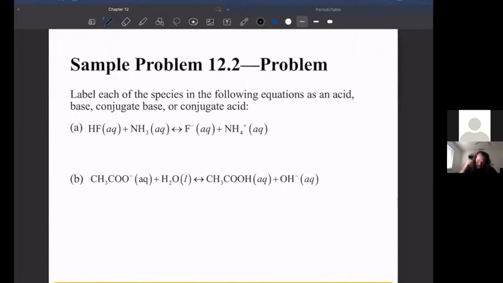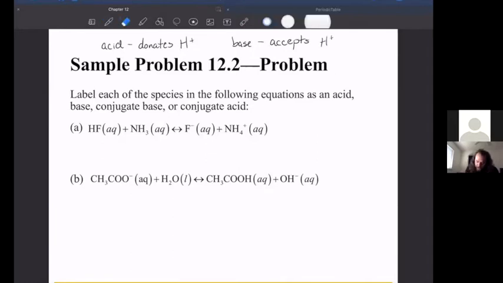All right. Now, the last problem we're going to do is, given a chemical reaction, we're going to label the species as acids, bases, conjugate bases, and conjugate acids. So again, what are we looking for? What's the definition of an acid? You really need to have this ingrained in your brain. An acid is a donator, it donates H+, and a base accepts H+.